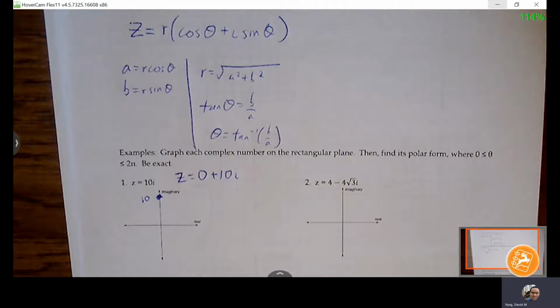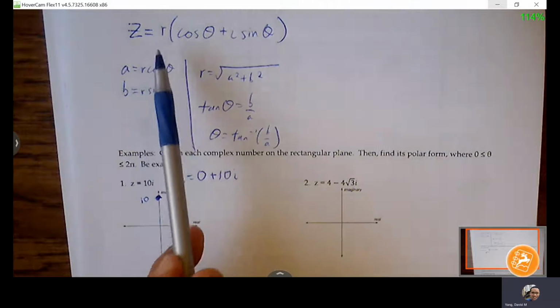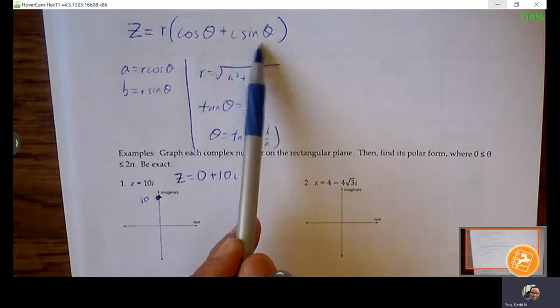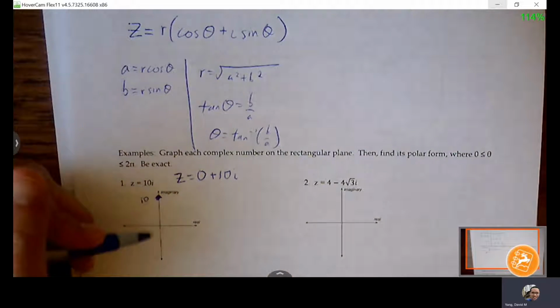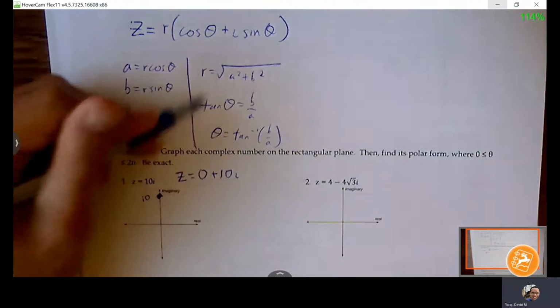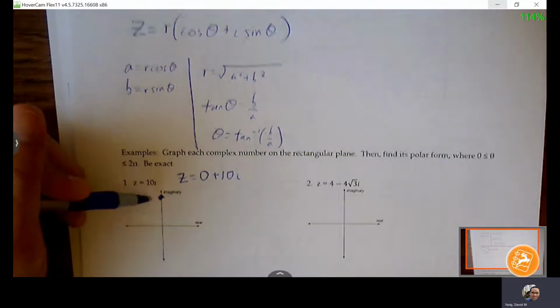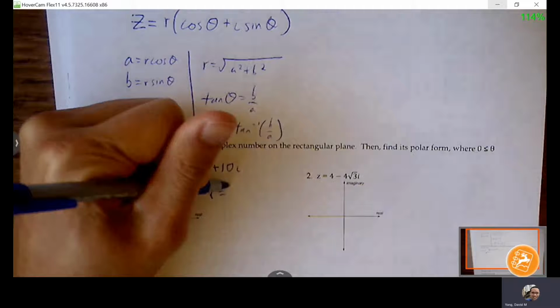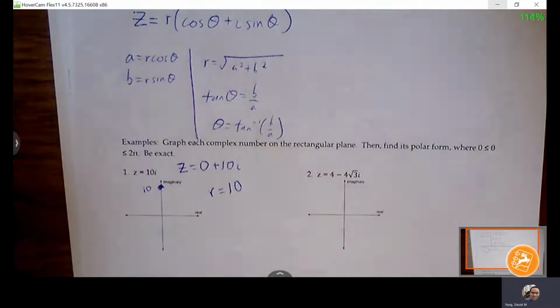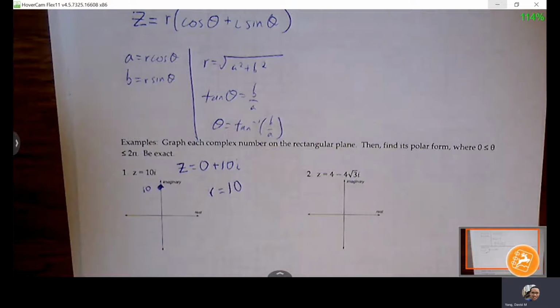Okay, we want to get it into r cosine theta, i sine theta form. This is polar form. Polar has radius and theta. So we don't have to utilize all this formula here. I think we can just figure it out by looking at this. What's the radius? 10, right? It's along the y-axis, so no need to use the Pythagorean theorem.